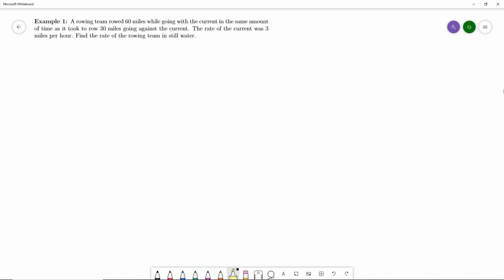Alrighty, everyone. So now for the final section in 5.6, it's about distance, rate, proportional problems. So for example 1, it's a word problem. So what do we do for a word problem? We're going to read it through.